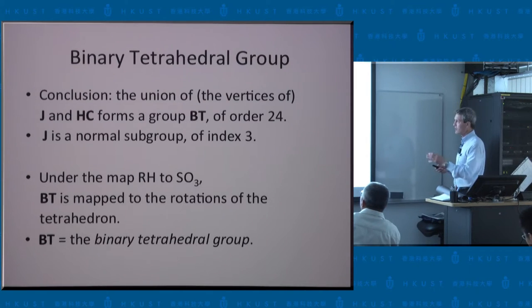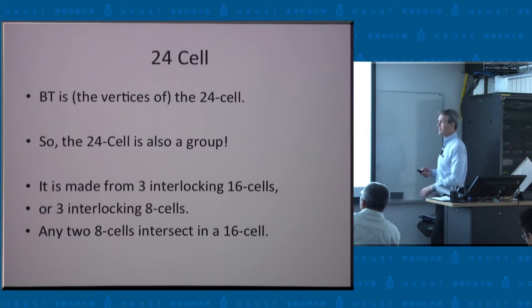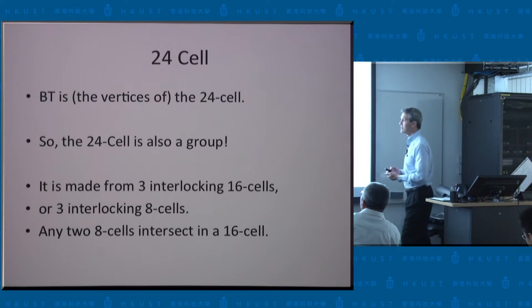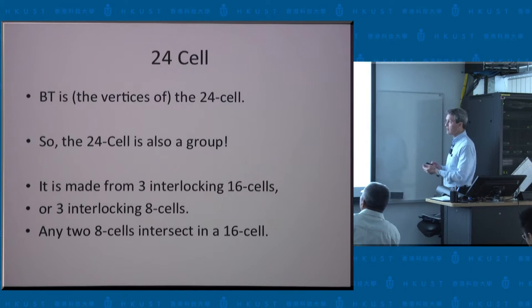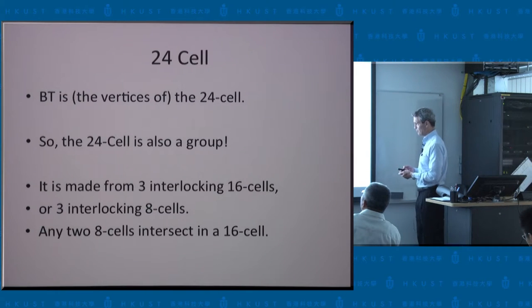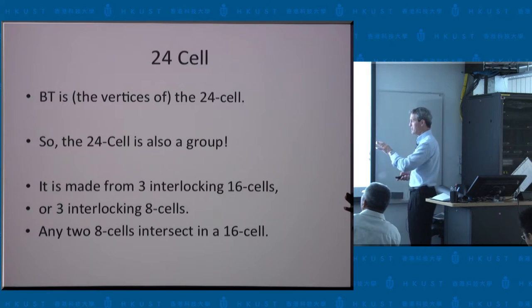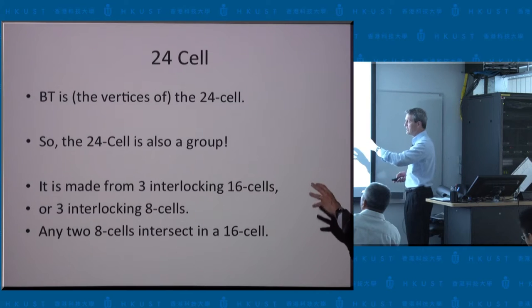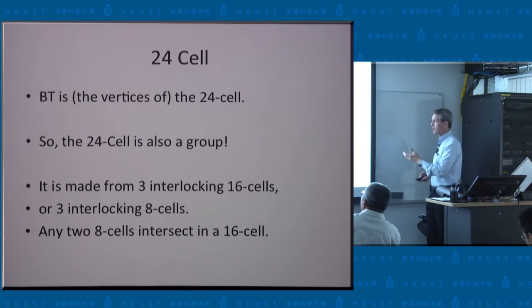Okay, so the cube together with the 16 cell, the 8 cell and the 16 cell together, form a group, the binary tetrahedral group. And that is in fact the 24 cell. The BT is the set of vertices of the 24 cell. So the 24 cell is also a group. And so it contains three interlocking copies of the hyperoctahedron, the 16 cell, or three interlocking copies of the hypercube. And any two of those cubes intersect in a 16 cell.